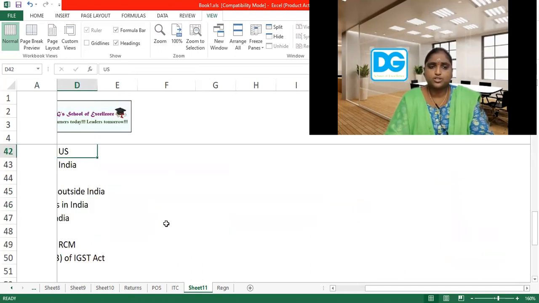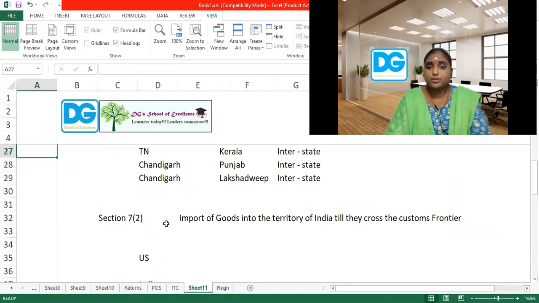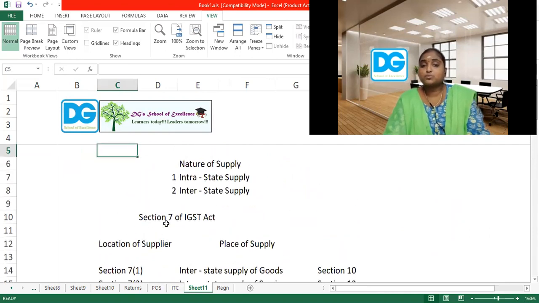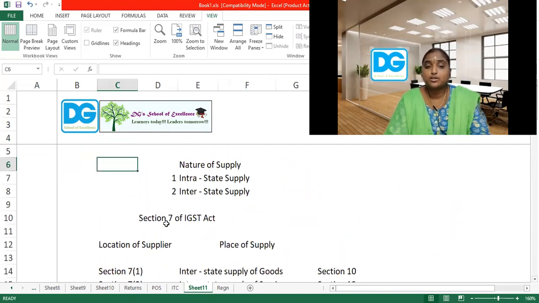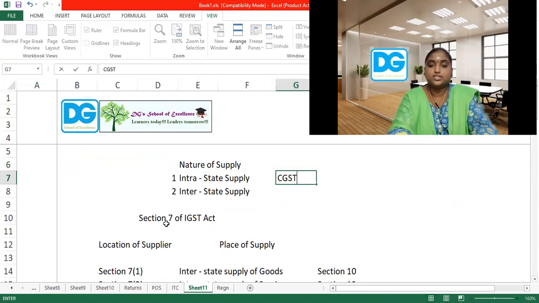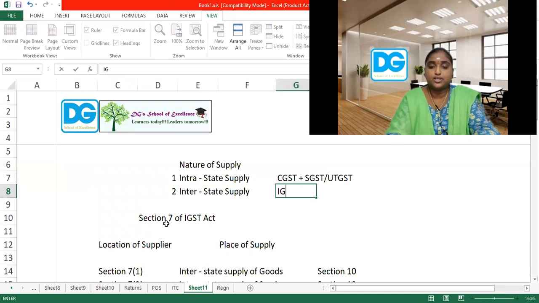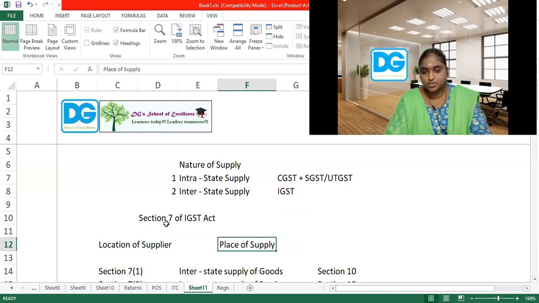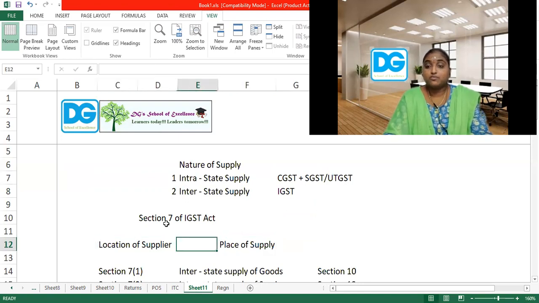So let us summarize what is interstate supply. Why this is very, very important: only then you can fix the nature of supply. And why fixing the nature of supply is important: only then you will know which tax to pay. If it is intrastate, you will pay CGST plus SGST or UTGST. If it is interstate supply, you will be paying IGST. So to fix the tax, you have to know the nature of supply. To fix the nature of supply, you have to know these two. One is location of supplier and another one is place of supply. The term location of supplier we will be dealing with in the next session.